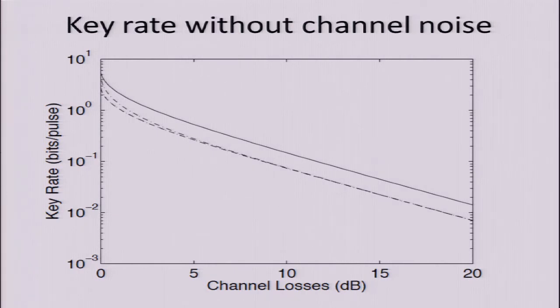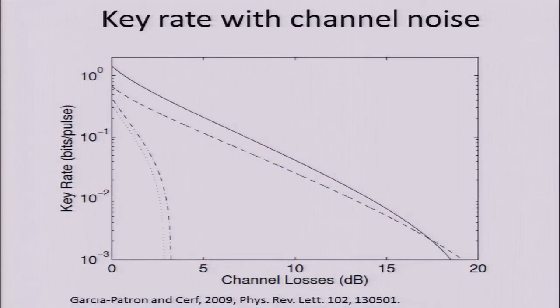So you don't gain much by using squeezed states. And squeezed states are much more difficult to produce in the laboratory. So in principle, just looking at this curve here, you just want to use standard coherent states. This is the key rate without any channel noise. There's loss, but there's no excess noise in the channel. Now, if you add a little bit of noise, it is quite harmful to quantum key distribution.